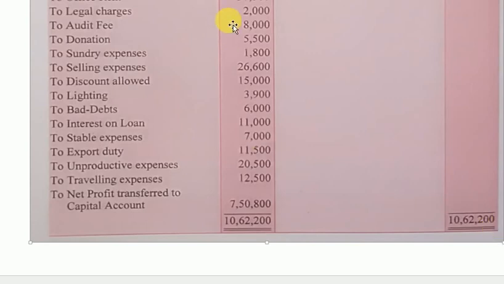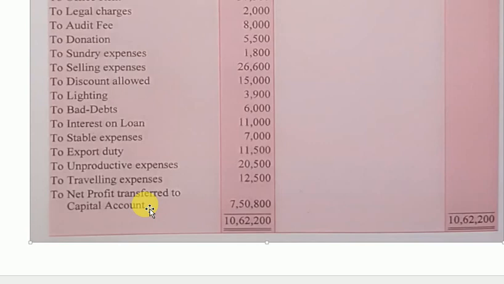And here, after getting all these things, there is a difference. The difference is 7,50,800. This is your net profit, transferred to capital account. So this is your net profit, and that will be transferred to your capital account or in your balance sheet. And under the balance sheet, there are two sides, that is liability side and asset side, that will be discussed most probably in our next class.